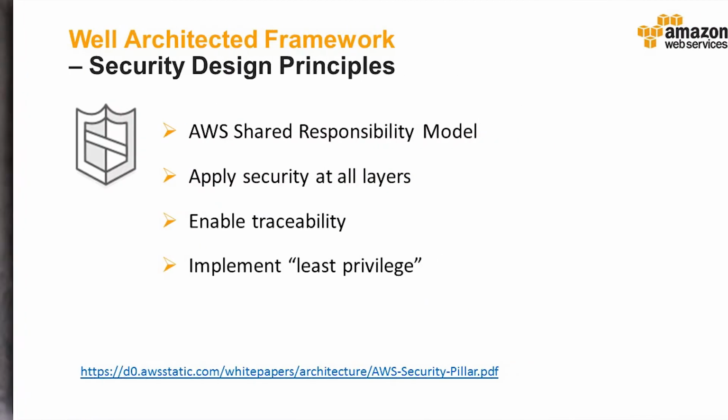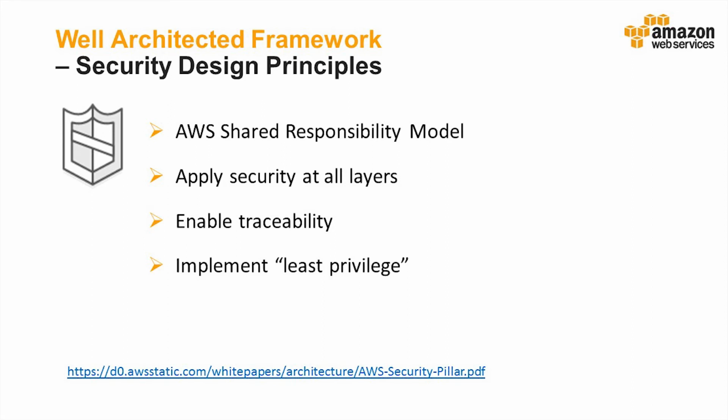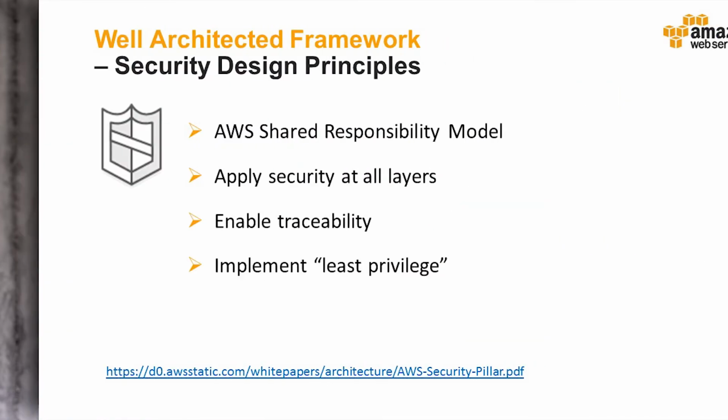Second, apply security at all layers. Rather than just running security appliances at the edge of your infrastructure, use firewalls and other security controls on all of your resources, such as virtual server, load balancer, and the network subnet. Enable traceability is another design principle. It means logging and auditing all actions and changes to your environments. Use AWS CloudTrail, other API and service logging, and the CloudWatch log service.